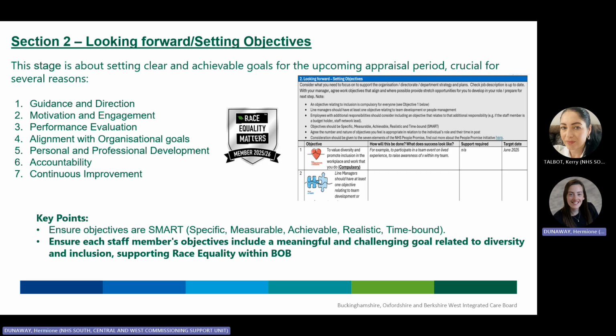Personal and professional development. Objectives can include personal development goals, which help employees grow in their roles and help advance their careers. This focus on development can lead to higher job satisfaction and retention for the organisation.